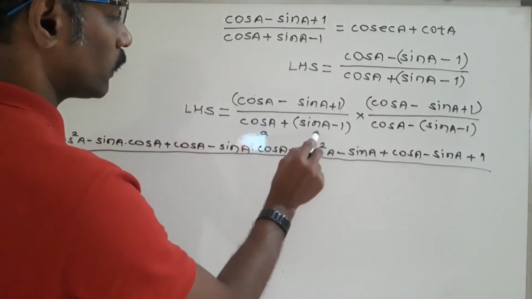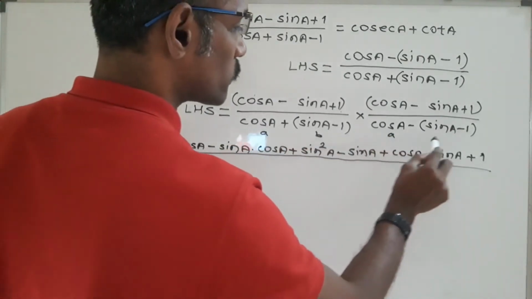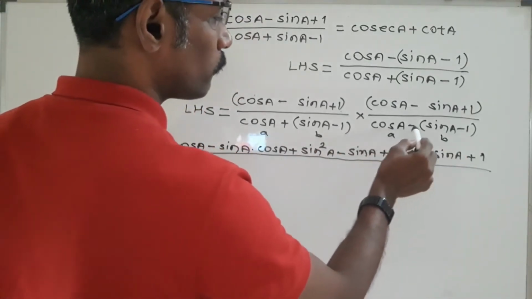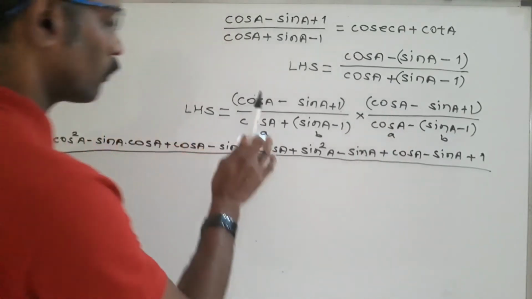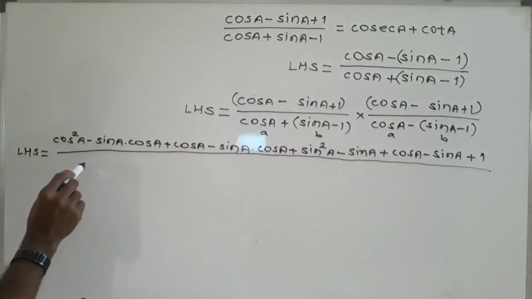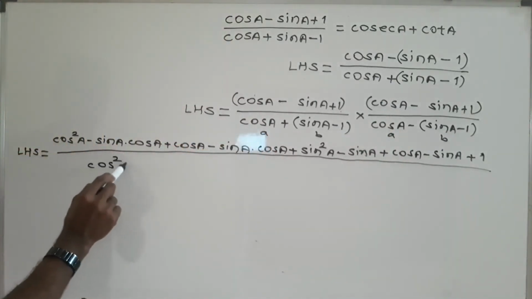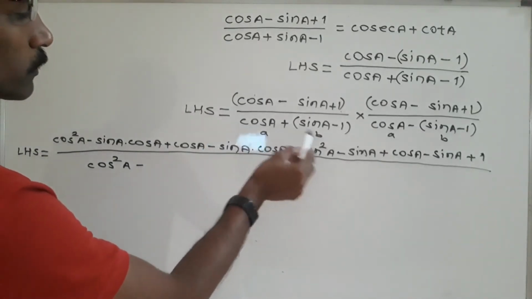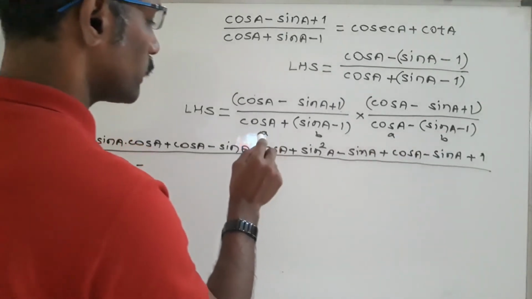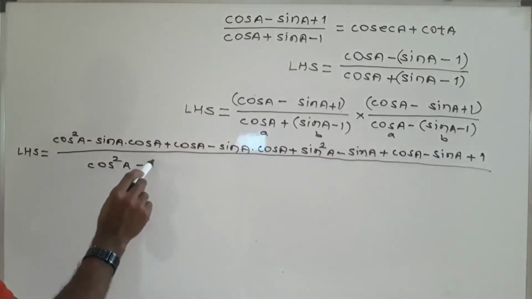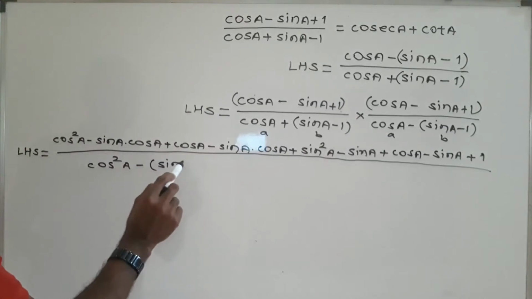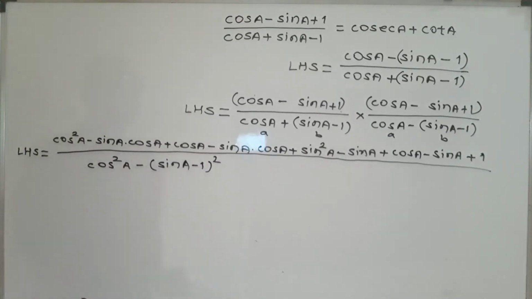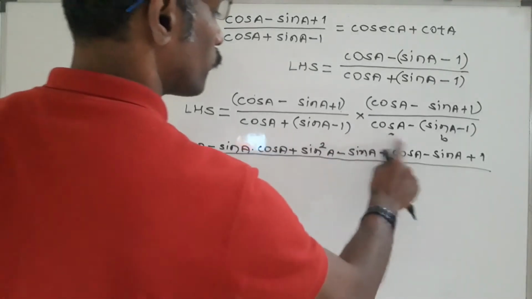See this denominator, it is like A plus B. Suppose this is A, then this is B. Then here also this is A, B. Then (A + B) into (A − B). Then we use that formula: A square, means cos square A, minus B square, means we put here minus (sin A − 1) whole square. This way we use this formula.